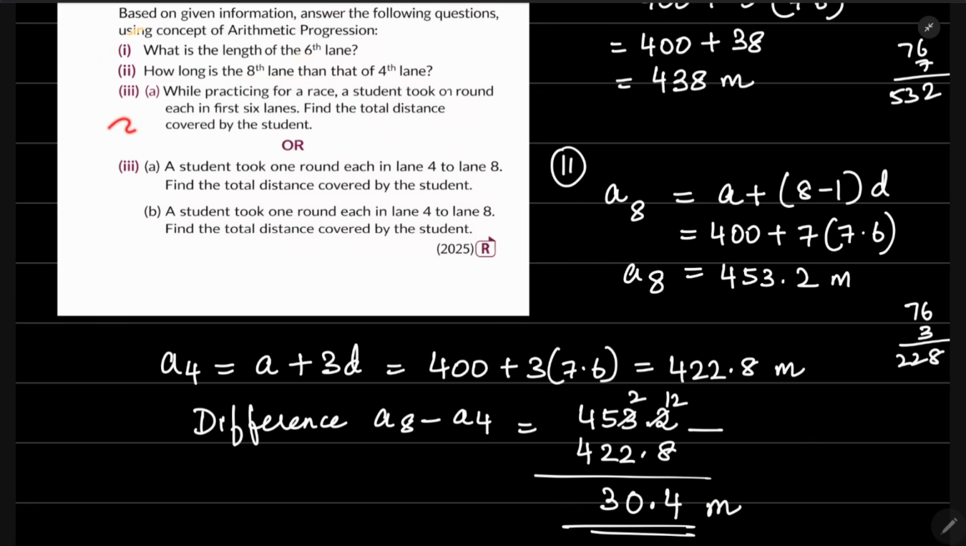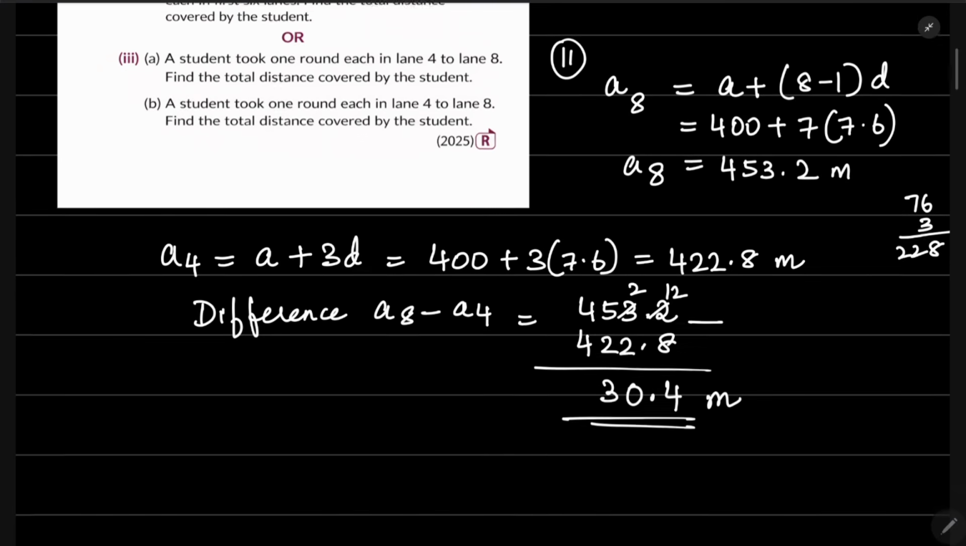The third one: while practicing for a race, a student took one round each in the first 6 lanes. Find the total distance covered. So what is given? While practicing for the race, a student took 1 round each in the first 6 lanes. Find the total distance covered by the student.